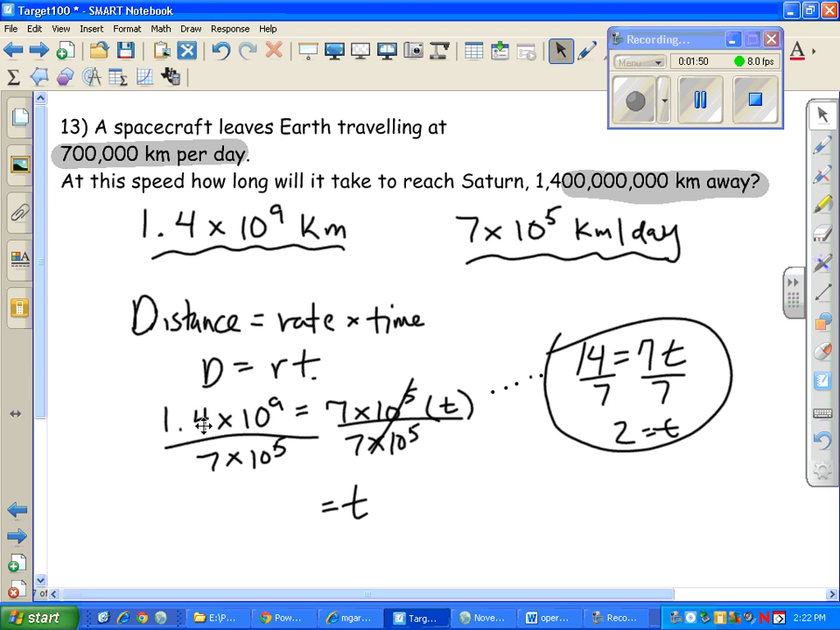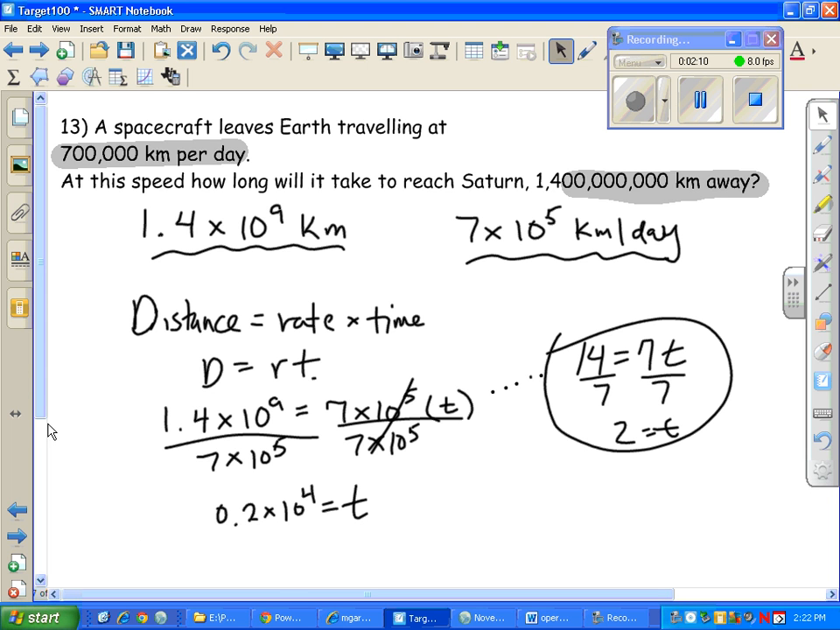So we need to do 1.4 times 10 to the 9th divided by 7 times 10 to the 5th. We divide the decimal numbers first. 1.4 divided by 7 is 0.2. And using the laws of exponents, 10 to the 9th divided by 10 to the 5th is 10 to the 4th. So it's going to take 0.2 times 10 to the 4th days.